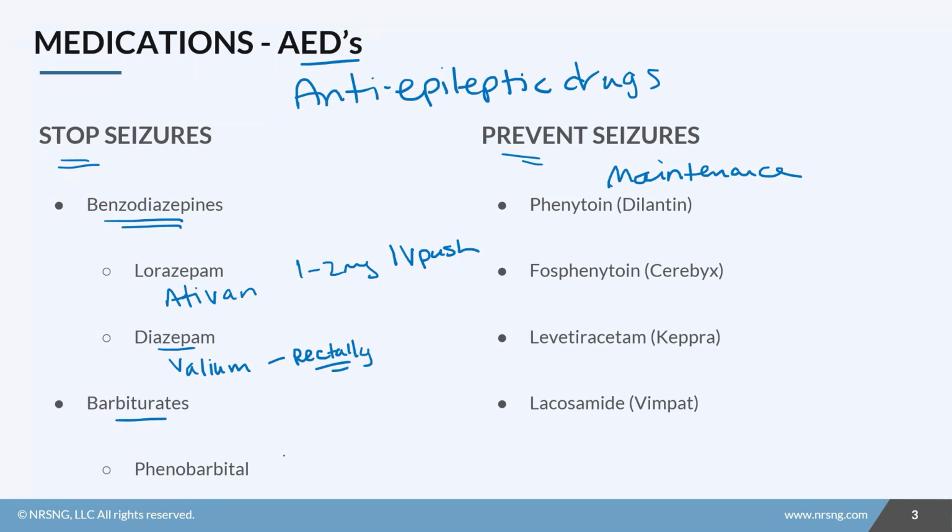Now, for patients in status epilepticus that doesn't break with a benzodiazepine, we'll move on to barbiturates. And the most common one that we'll see is phenobarbital. And a lot of times we'll actually put them into what's called a phenobarb coma. So we're completely trying to cancel out all brainwave activity to get that seizure to stop.